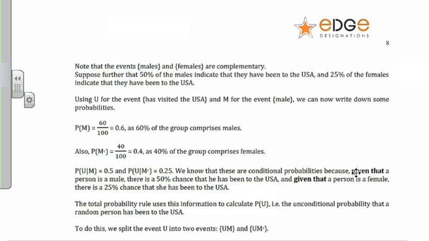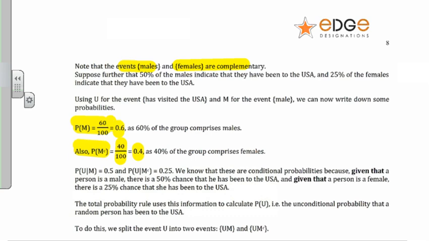Okay, now let's have a look over here. What do we know, of course, guys? That the events, male and female, are complementary. You can't be both. Okay, and what do we know? That the probability of it being a male is 60 over 100, and the probability of being a female is 40 over 100. Why do we know that? Because probabilities sum to 1 or to 100%.